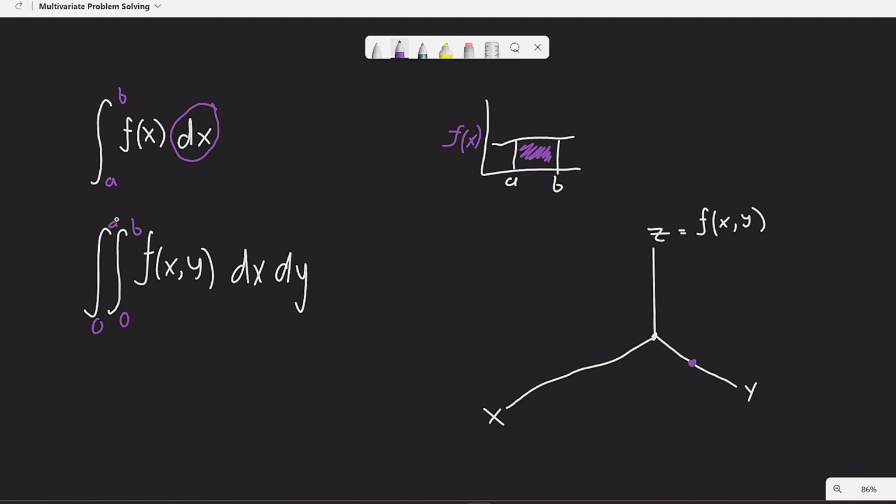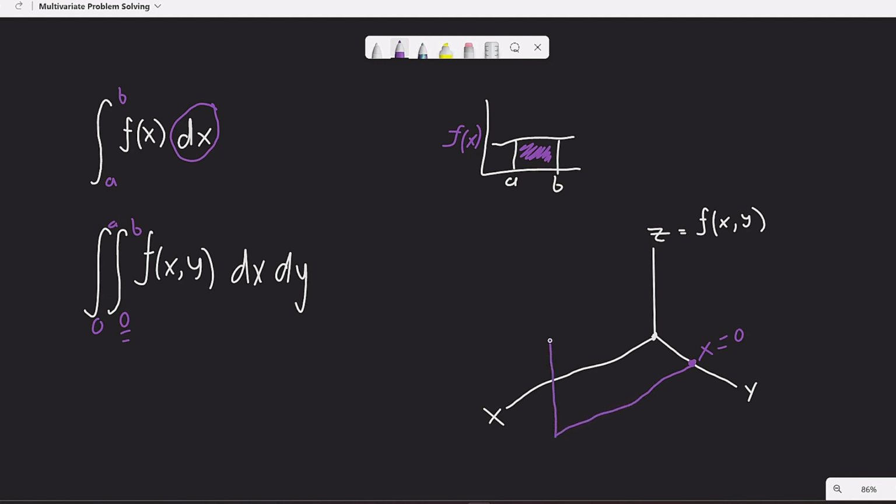Here we will do an integration from 0 to b of f of x, y dx first. And then the second integral will be performed on the output of that integration. We will integrate that, if that makes sense. So we are keeping y constant and we are moving along the x-axis. So at this point, x is equal to 0, which is indicated by this right here. X equals 0.